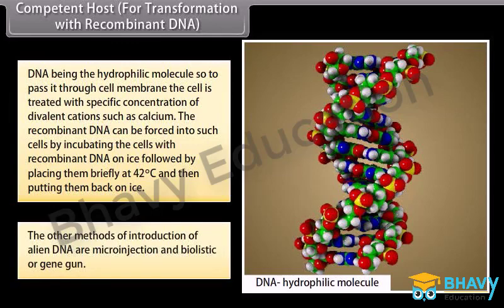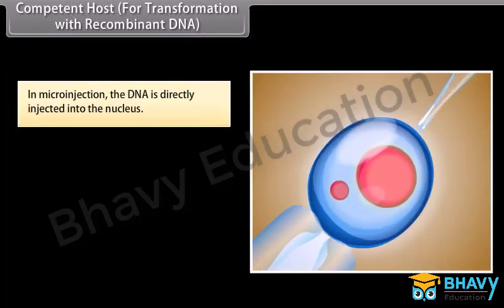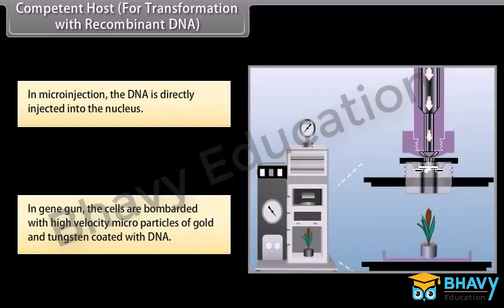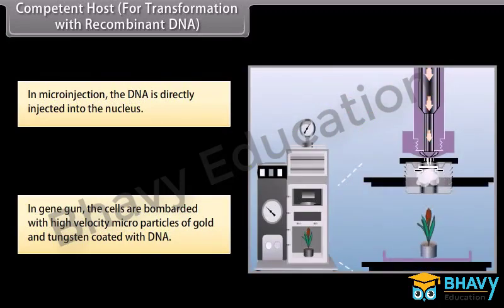The other methods of introduction of alien DNA are microinjection and biolistics or gene gun. In microinjection, the DNA is directly injected into the nucleus, and in the gene gun, the cells are bombarded with high-velocity microparticles of gold or tungsten coated with DNA.